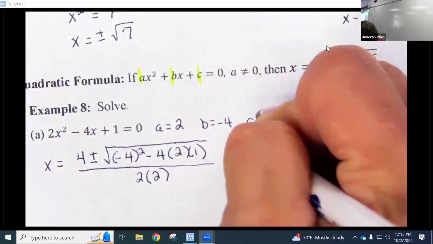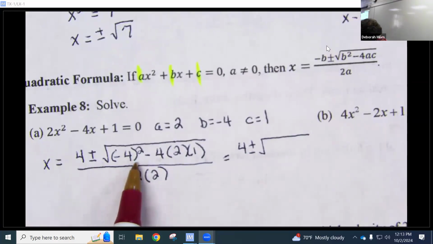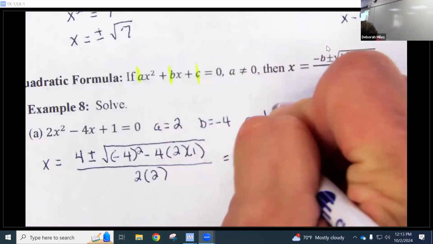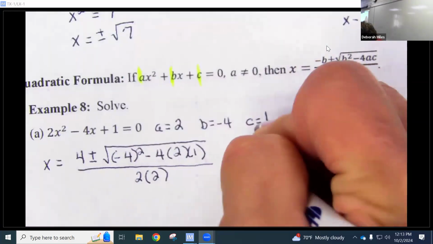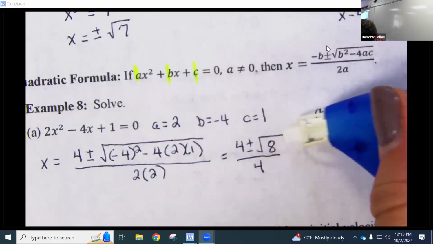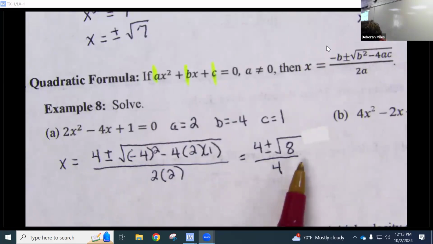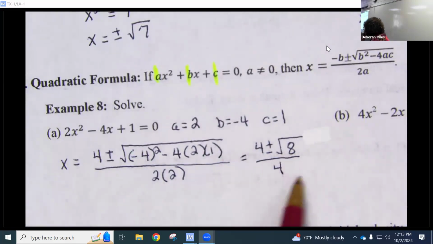Simplifying what's under the radical. Negative 4 squared is 16. So this is 16 minus 8. That's just 8. And then square root of 8, I need to simplify that like I did yesterday.